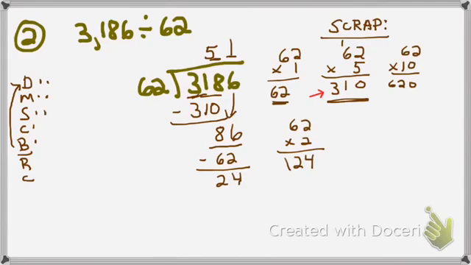C means compare. Is 24 less than 62? Yes, it is. Perfect, it compares properly. B means bring down. Is there anything to bring down? No. So I move to R, which means remainder. Is there a remainder? Yes, there is. My remainder is 24. And C means circle, so I will circle my final answer.